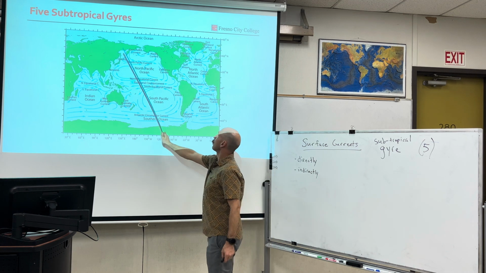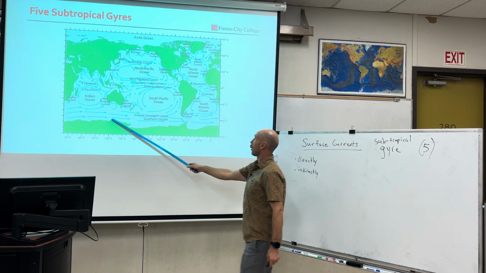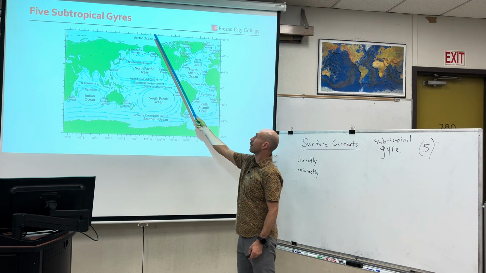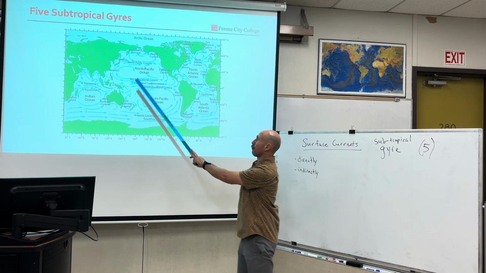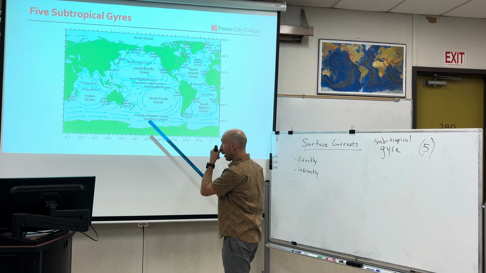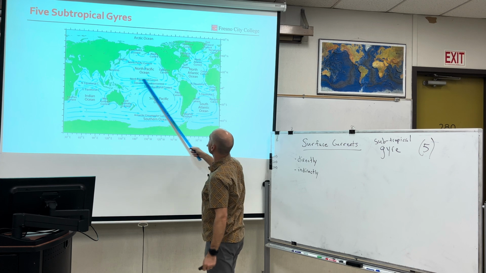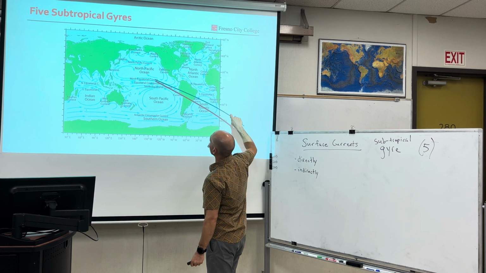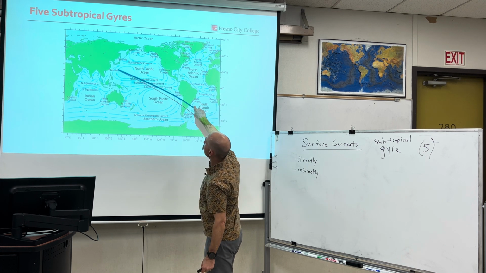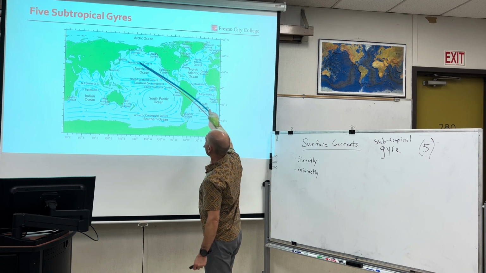This is the Pacific Ocean. This is the Atlantic Ocean. This is the Indian Ocean. Southern Ocean is down here. Arctic Ocean is up here. Map projection, the Earth is not flat, and it's definitely not a rectangle, but for understanding, here we are. Equator, right here. So in the North Pacific, we have this clockwise rotating mass of water.